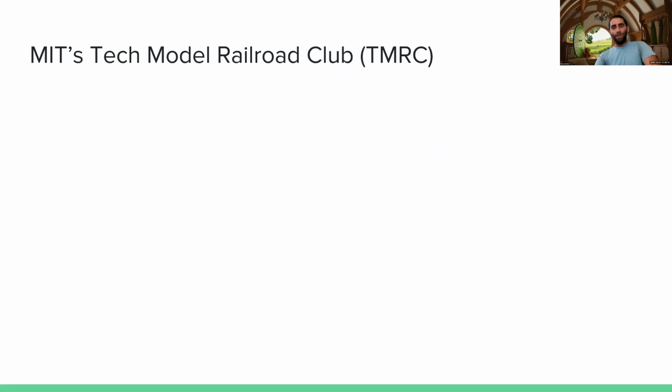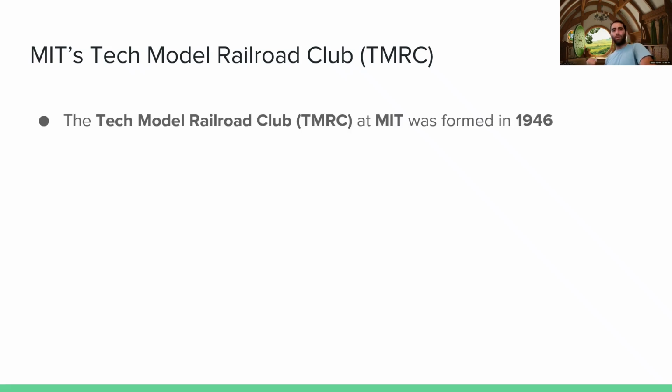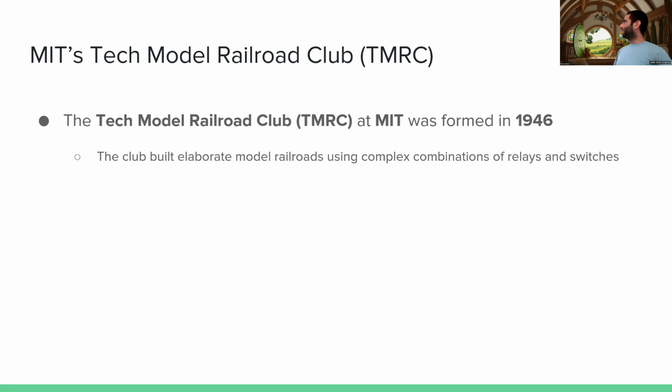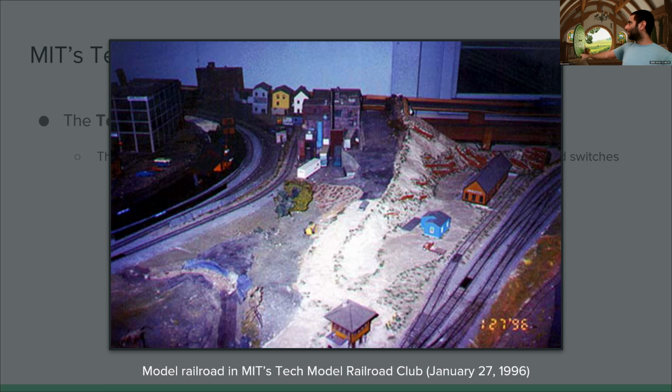I didn't go to MIT, but apparently MIT has a Tech Model Railroad Club that was formed in 1946, where, as the name implies, they liked building really, really elaborate model railroads that used different relays and switches and different circuitry to do really crazy stuff. I couldn't find any old photos from the 1940s or 50s, but here's a photo of one such railroad that they built in 1996.